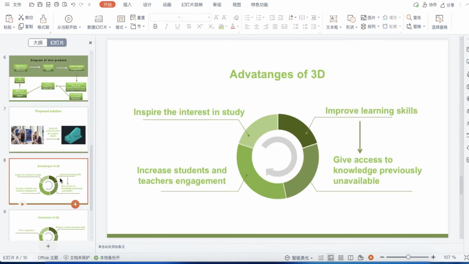Here are the advantages of 3D printing. First, it will inspire interest in study. Because we don't usually use 3D printing in middle school, students may be curious about what a 3D printer is and how to use it. It will definitely inspire the interest of students. And secondly, it will improve the learning skills of students. Because the teacher needs to tell students some useful skills about how to operate the machine. At the same time, it will give access to knowledge previously unavailable to students in middle school. Teachers teach students knowledge about a new area. It will definitely increase students' and teachers' engagement.